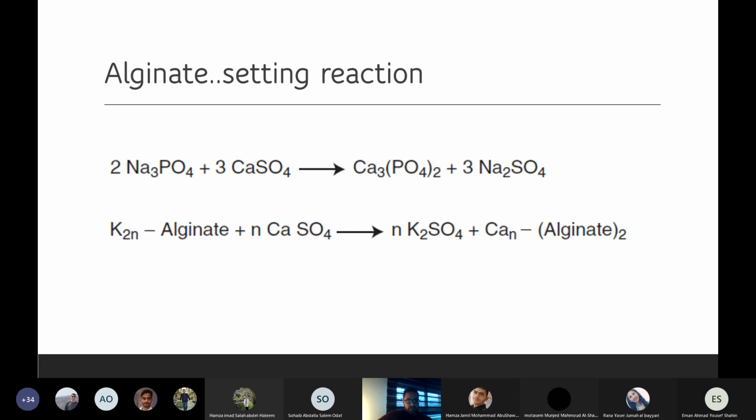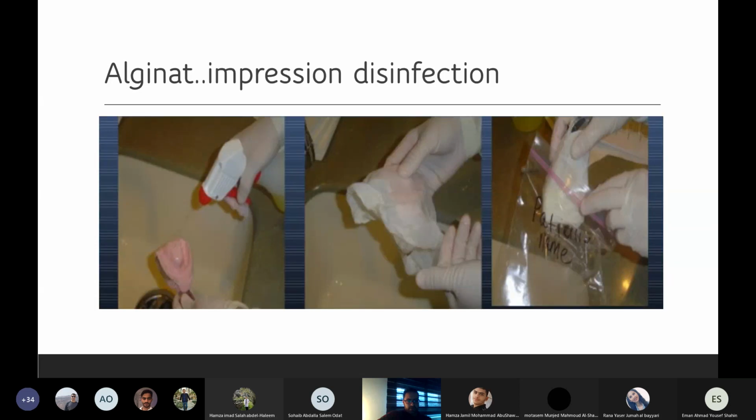Engineered setting reaction, already mentioned that. Disinfection, as I said, you spray it with the chemical disinfectant instead of immersing it within the material, and then you wrap it with a piece of tissue and you store it in a bag for like 10 minutes or so, and then you rinse it again, store it with another damp tissue and send it to the lab.